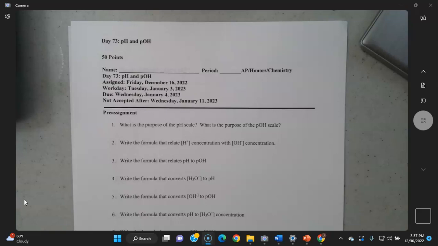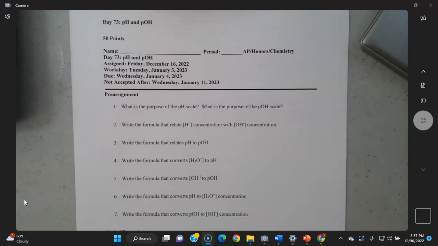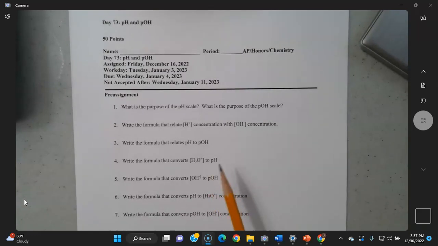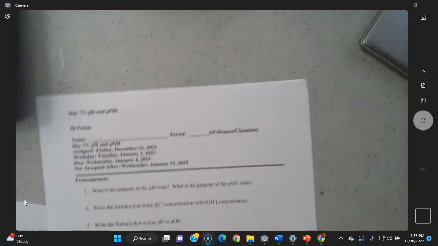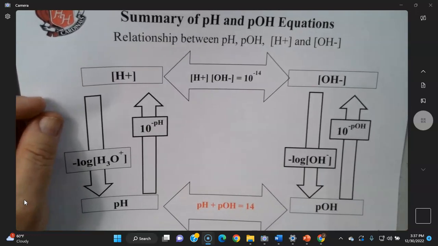Okay, write the formula. All the rest of these are in the lecture video. That's why it's a pre-assignment. Write the formula that converts here to here. Now where you're going to get that, very simply, is from this sheet right here. Okay? And this sheet is attached to this assignment, and it shows you the relationships.